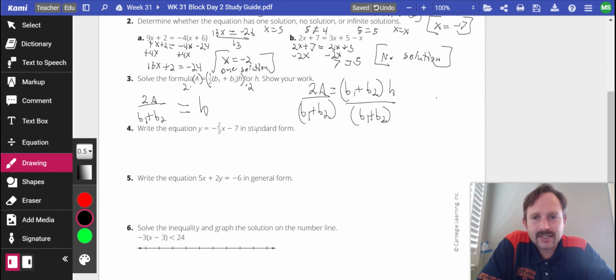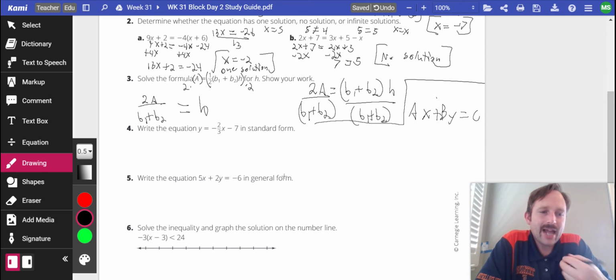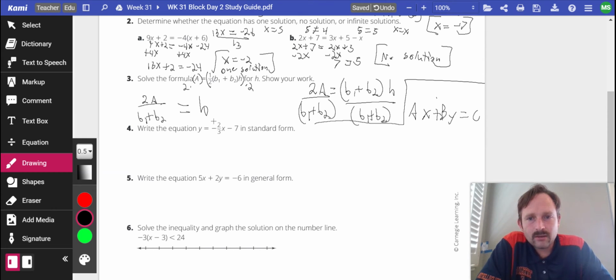Write the equation in standard form. Remember, standard form is AX plus BY is equal to C. So it has to be in AX plus BY equals C form. Get rid of all the fractions and move X to the left side. It looks like there's a divide by 3 right there, so we're going to multiply by 3 on both sides.